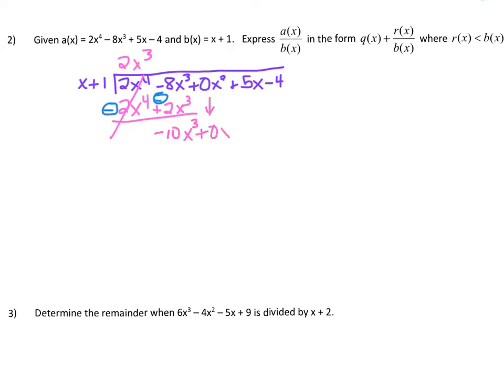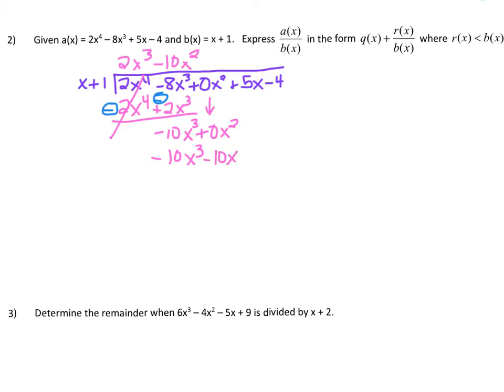You always want to bring down however many terms you have to, so that you have the same number of terms down here as you do outside of the division bar. All right, so let's repeat the process. What do I multiply x by to give me negative 10x cubed? Well, we multiply it by negative 10x squared. So let's put that on the top here. Distribute: negative 10x squared times x is negative 10x cubed, and negative 10x squared times 1 is negative 10x squared.